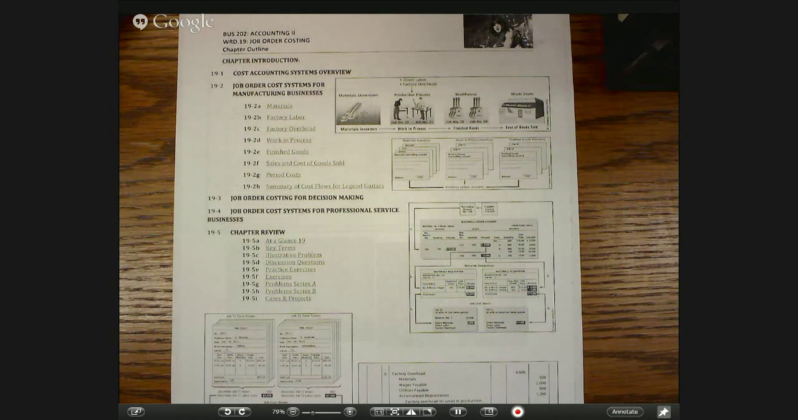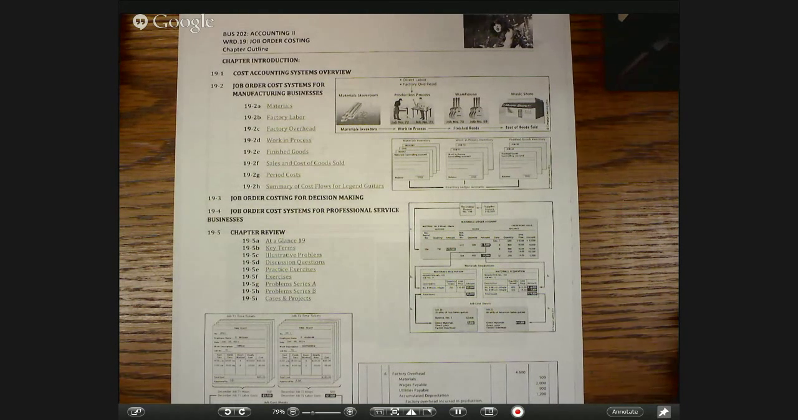Chapter 18 was an introduction. This chapter, Chapter 19, is for a job order cost system, and the next chapter, Chapter 20, is for a process cost system. What you should be able to do after reviewing all 3 of these chapters is to distinguish what type of manufacturer would use a job order cost system as compared to a manufacturer that would use a process cost system. First, what is a job order cost system?